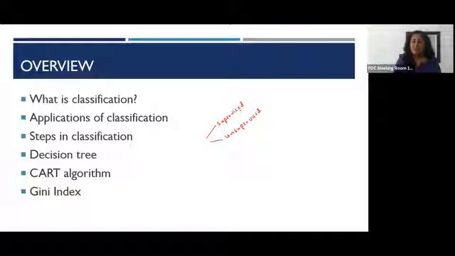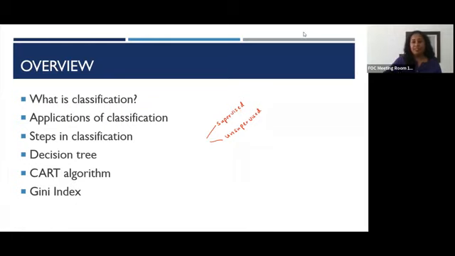Any idea? So I told you what is supervised and unsupervised learning. Now, which kind of technique is clustering? What is the technique? Can't remember. So that is not a good thing, right? These things you should be able to remember.